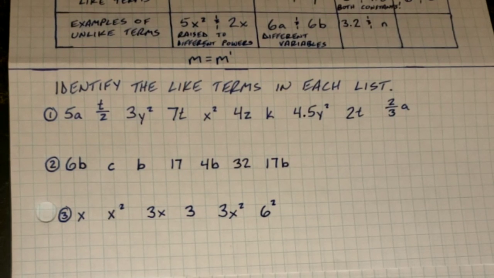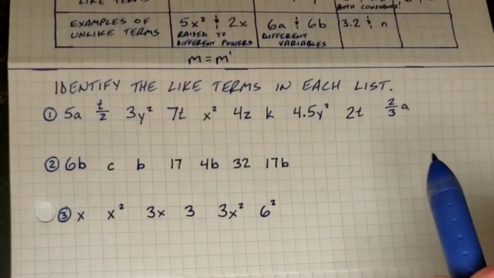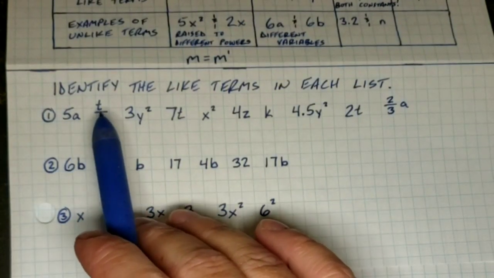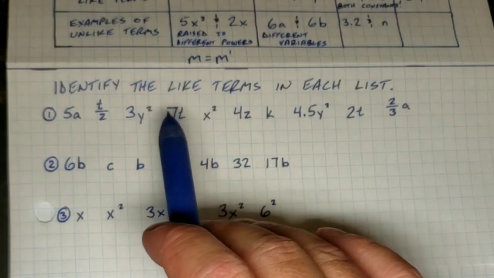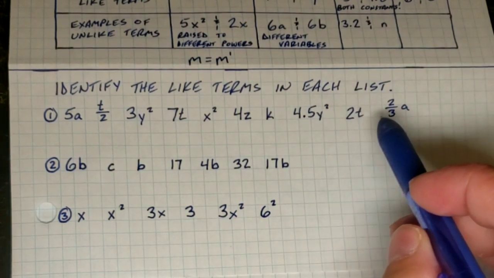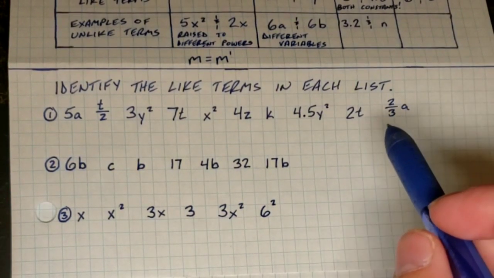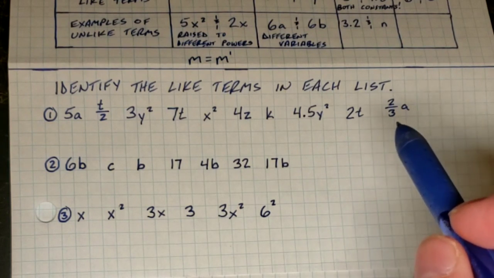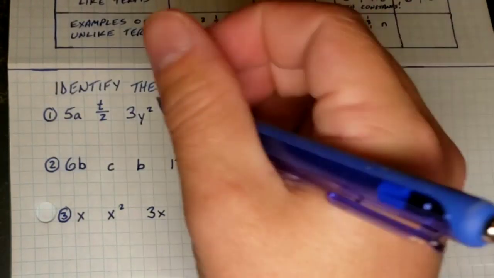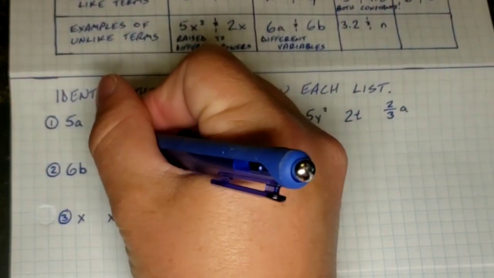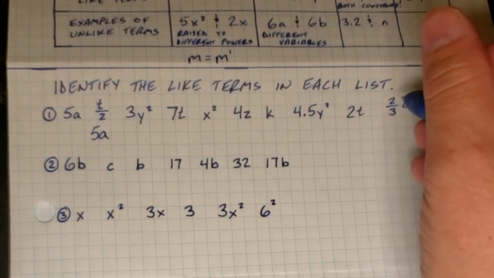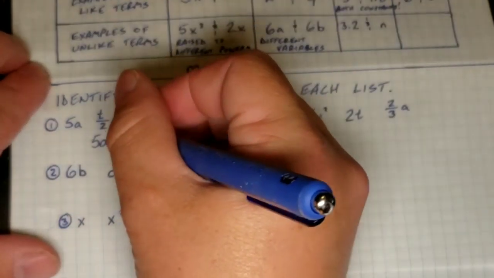All right, so let's look at a list of terms and see if we can identify which ones are like terms. In list number 1, we have 5a, t divided by 2, 3y squared, 7t, x squared, 4z, k, 4.5y squared, 2t, and 2/3 a. Remember, for them to be like terms, they need the same variable raised to the same power. So let's start with this first one, 5a. Are there any other ones that have an a raised to the first power? Well, 2/3 a is one.